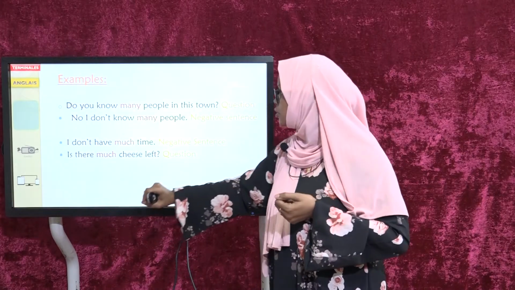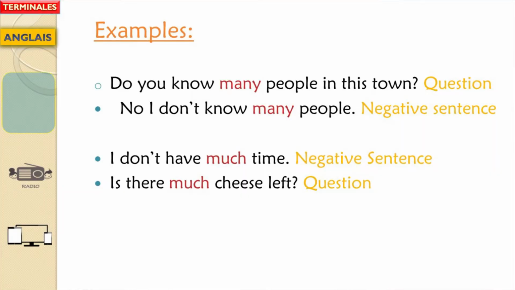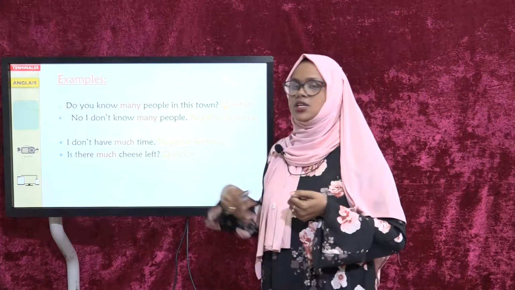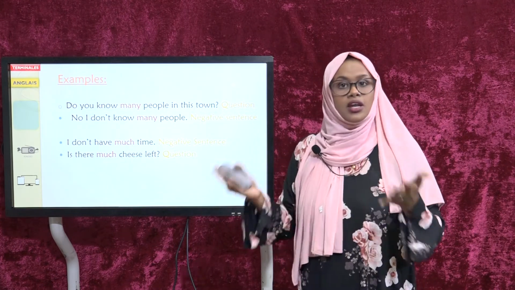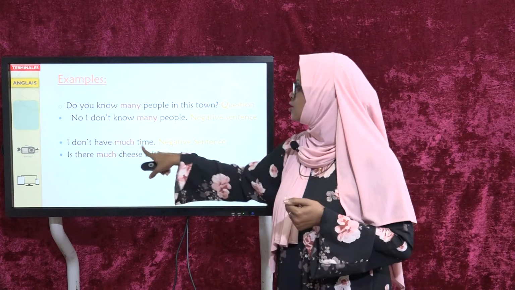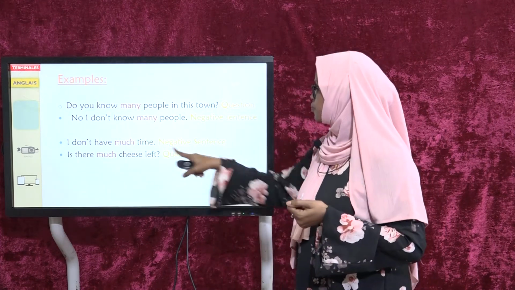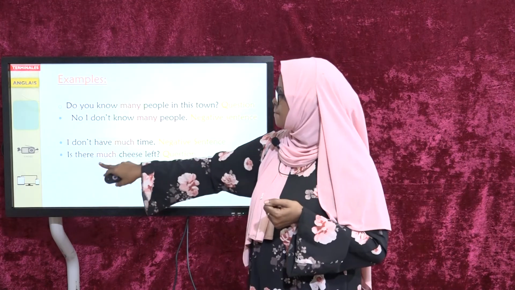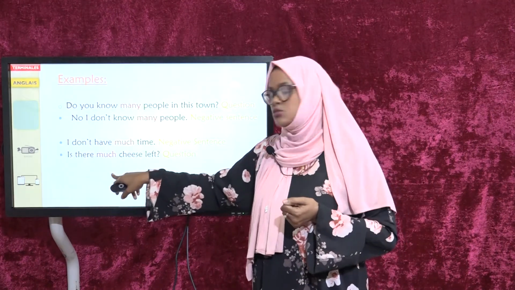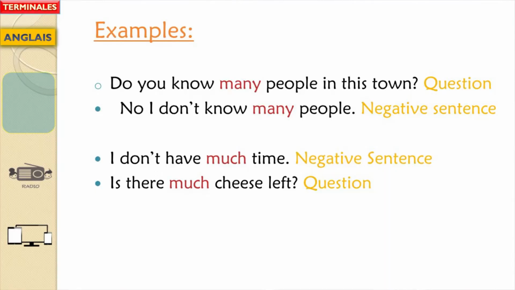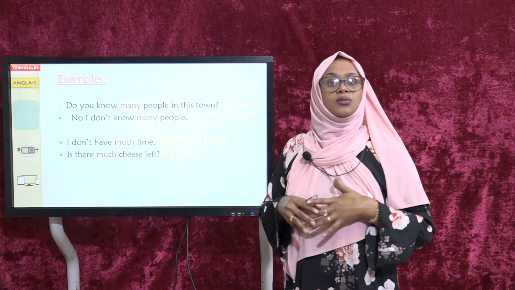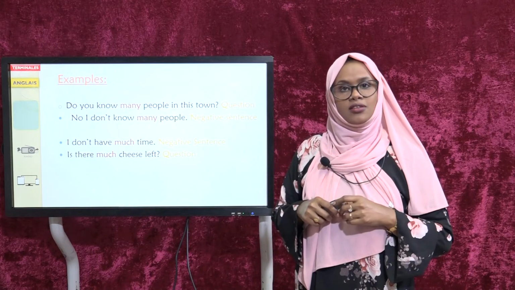Let's go on with the third sentence. I don't have much time. Why did we use much in here? Because time is an uncountable noun. We cannot count time. We can count hours, but we cannot count time. It is an uncountable noun. Negative sentence. Is there much cheese? Why did we use much in here? Because cheese is an uncountable noun. We cannot count cheese. Left, question. See the structure?